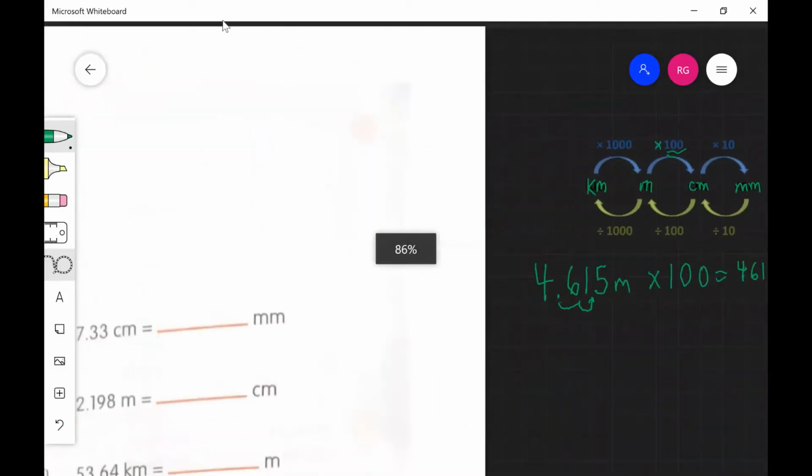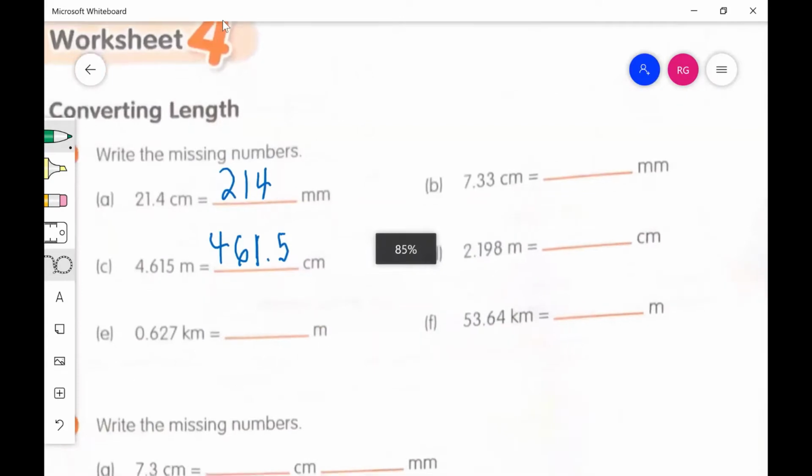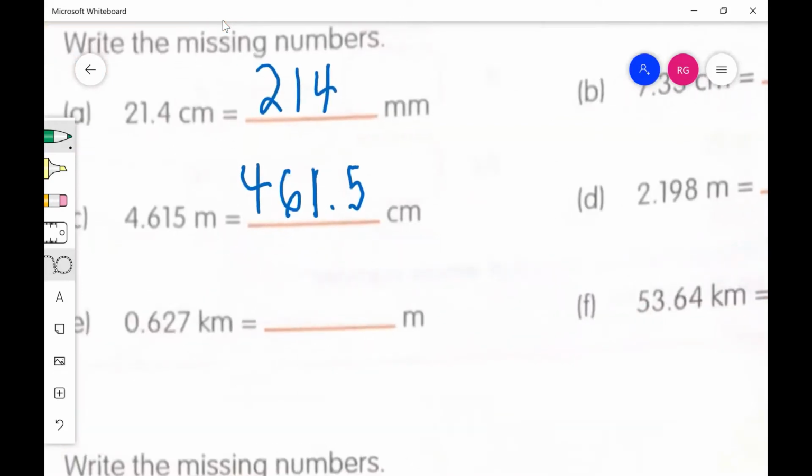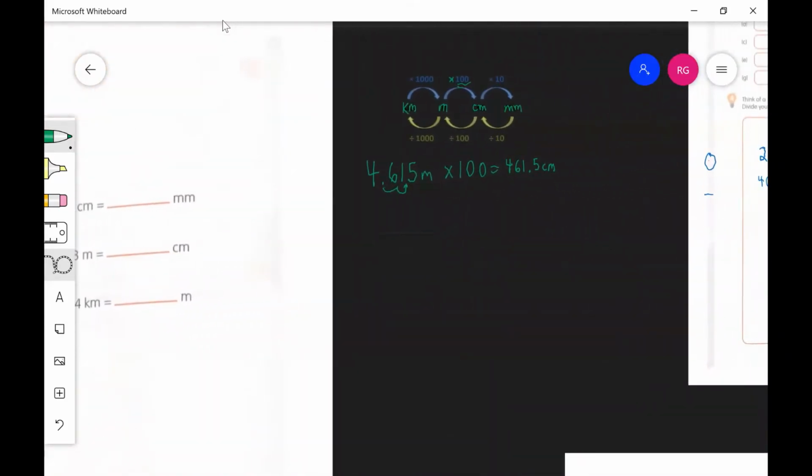All right, so let's go back there. And next we're looking at part E. Anyone think they know the answer for part E? It says 0.627 kilometers equals how many meters here? So we should write 0.627 kilometers. Okay, and that's kilometers.